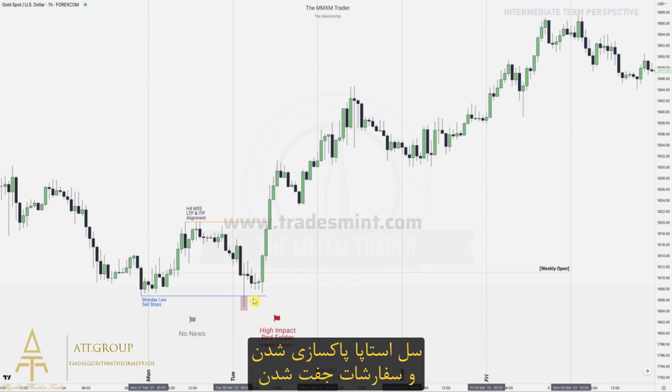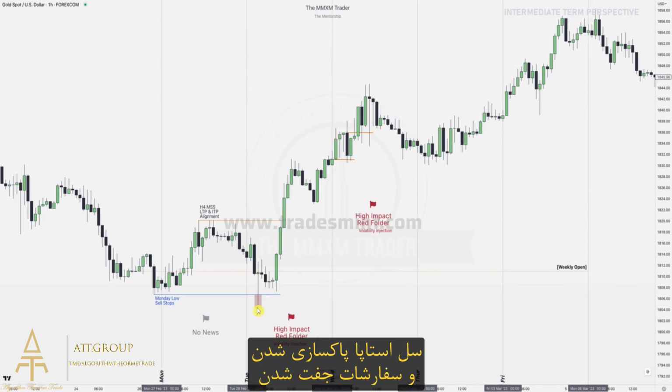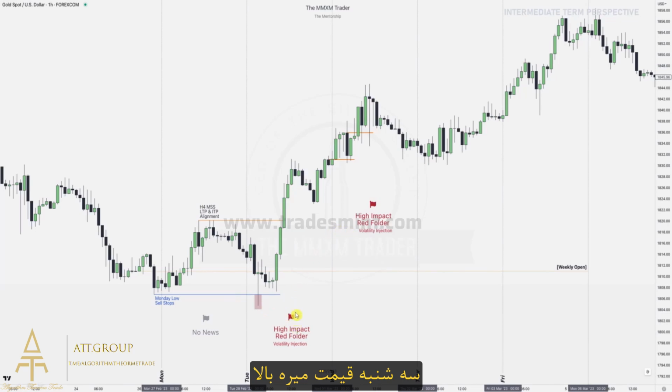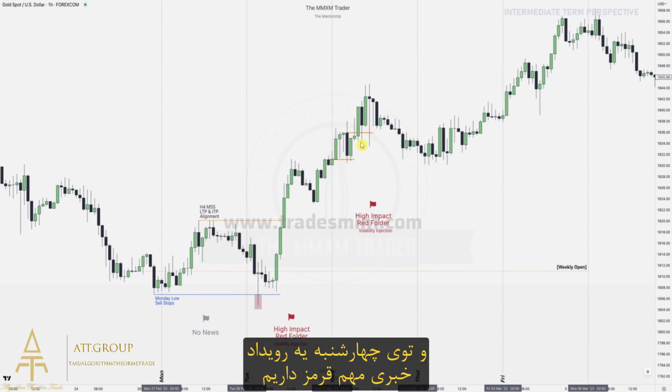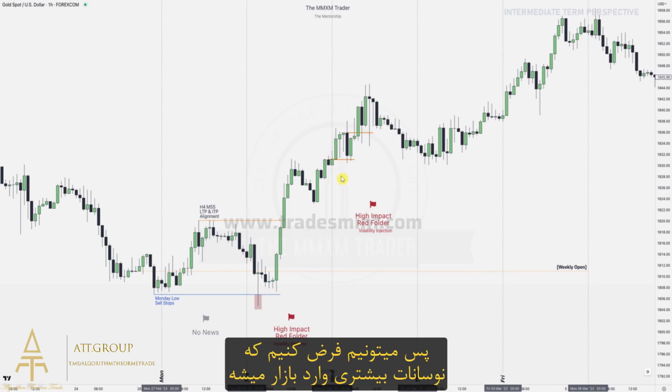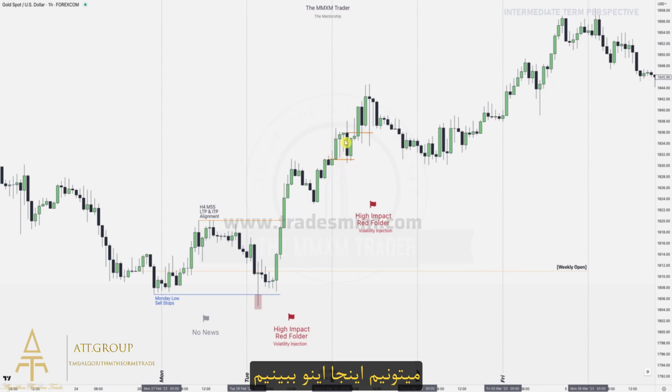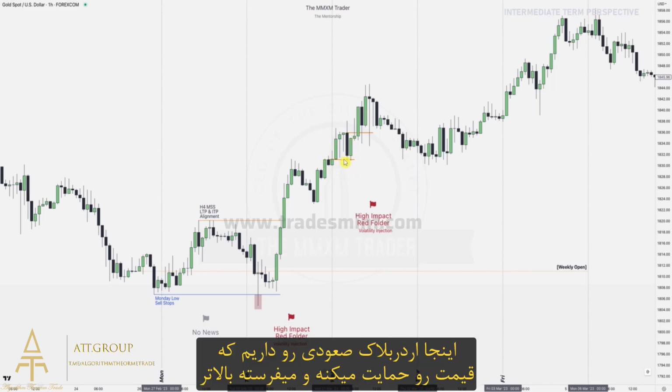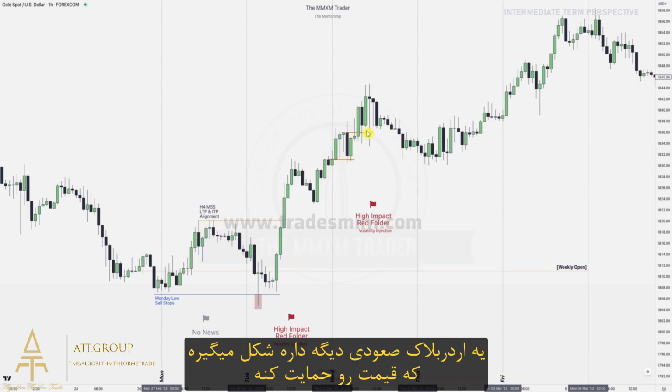Sell stops have been liquidated, order pairing has happened. Tuesday, move up. Now Wednesday, we've got another high impact red folder, so we can assume more volatility is coming into the marketplace. We can see this happening over here, right? We have this bullish order block supporting price to continue up higher. Another bullish order block being formed, continuing price up higher.